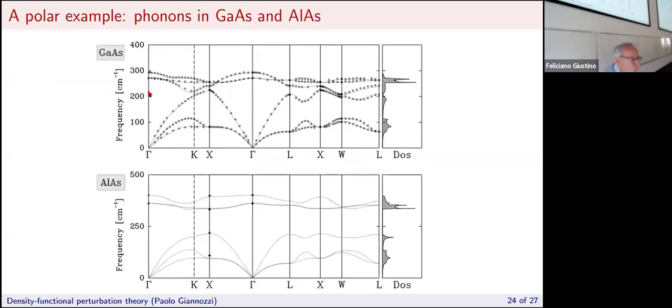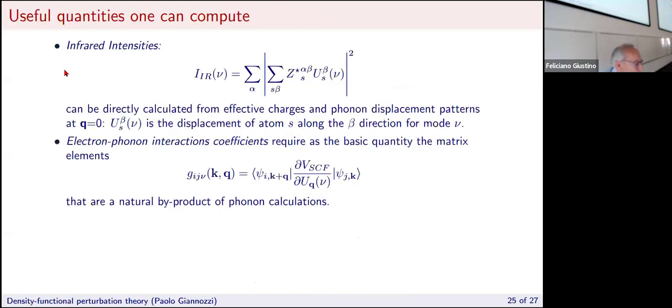So finally, one finds phonons in materials that have LO-TO splitting, like gallium arsenide. In gallium arsenide, you don't have the symmetry operation that sends an atom of one sublattice into the other sublattice. So you may have longitudinal transverse optic splitting.